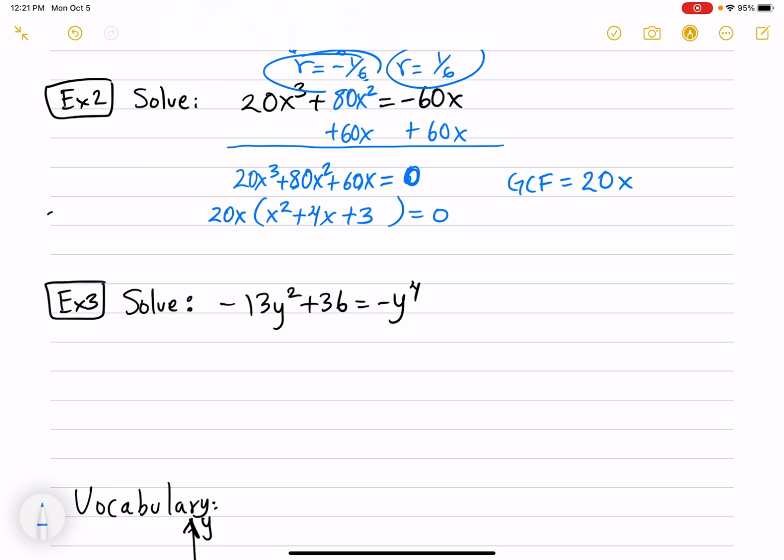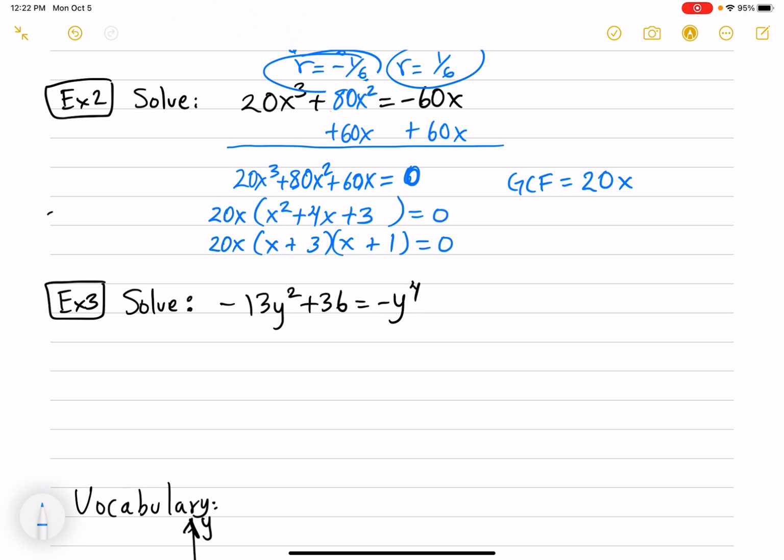So here, the way we factor this trinomial is we think about two numbers that multiply to 3 and add up to 4. And we, of course, need an x times x to get the x squared. 3 and 1 multiply to 3 and add up to 4. So here are all the factors of this polynomial on the left side.